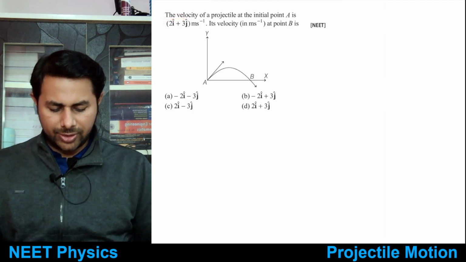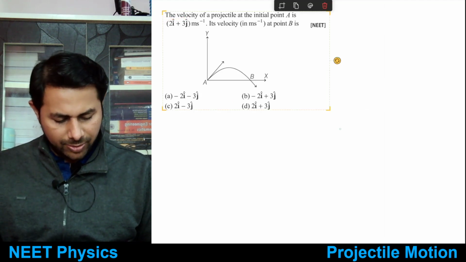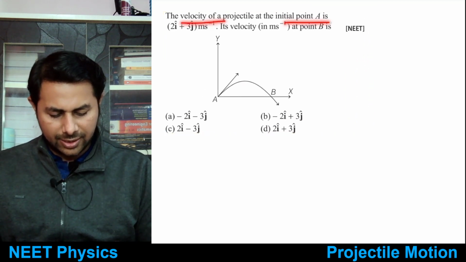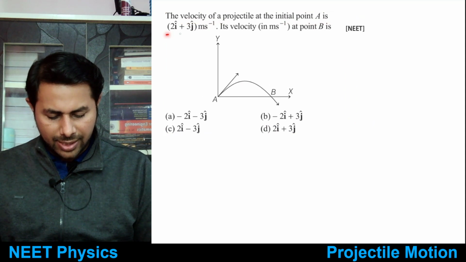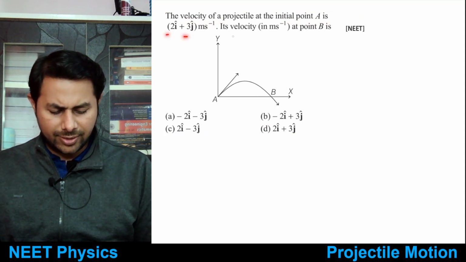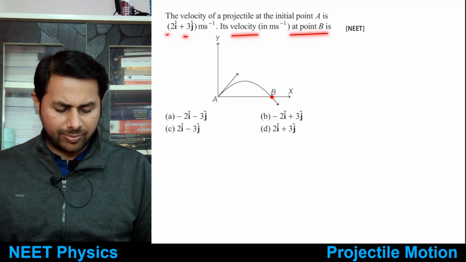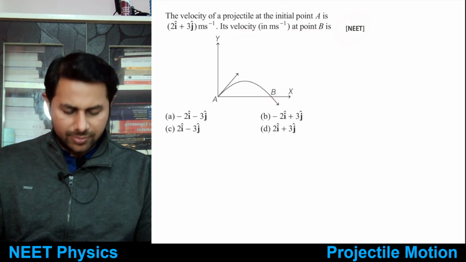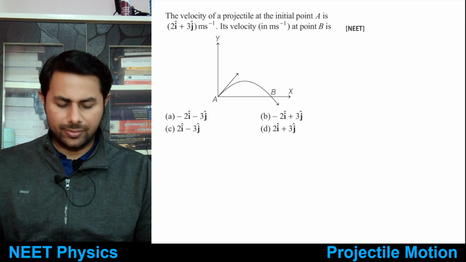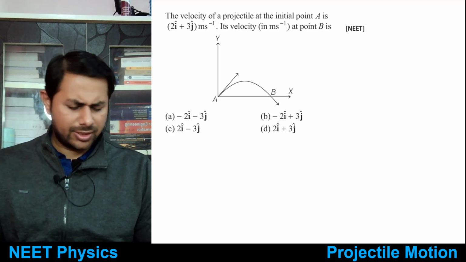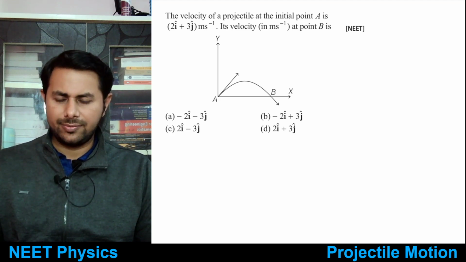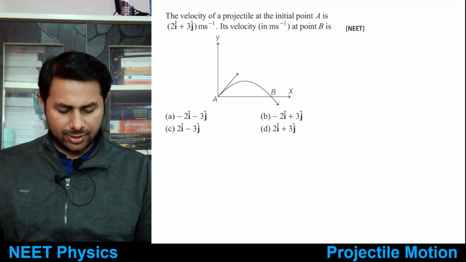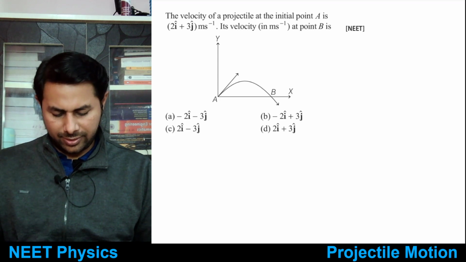The velocity of projection at an initial point A is 2i cap plus 3j cap. Its velocity in meters per second at point B is, tell me, and this is from NEET. I guess it is 21 or something like that. It is option C, right? Very good.